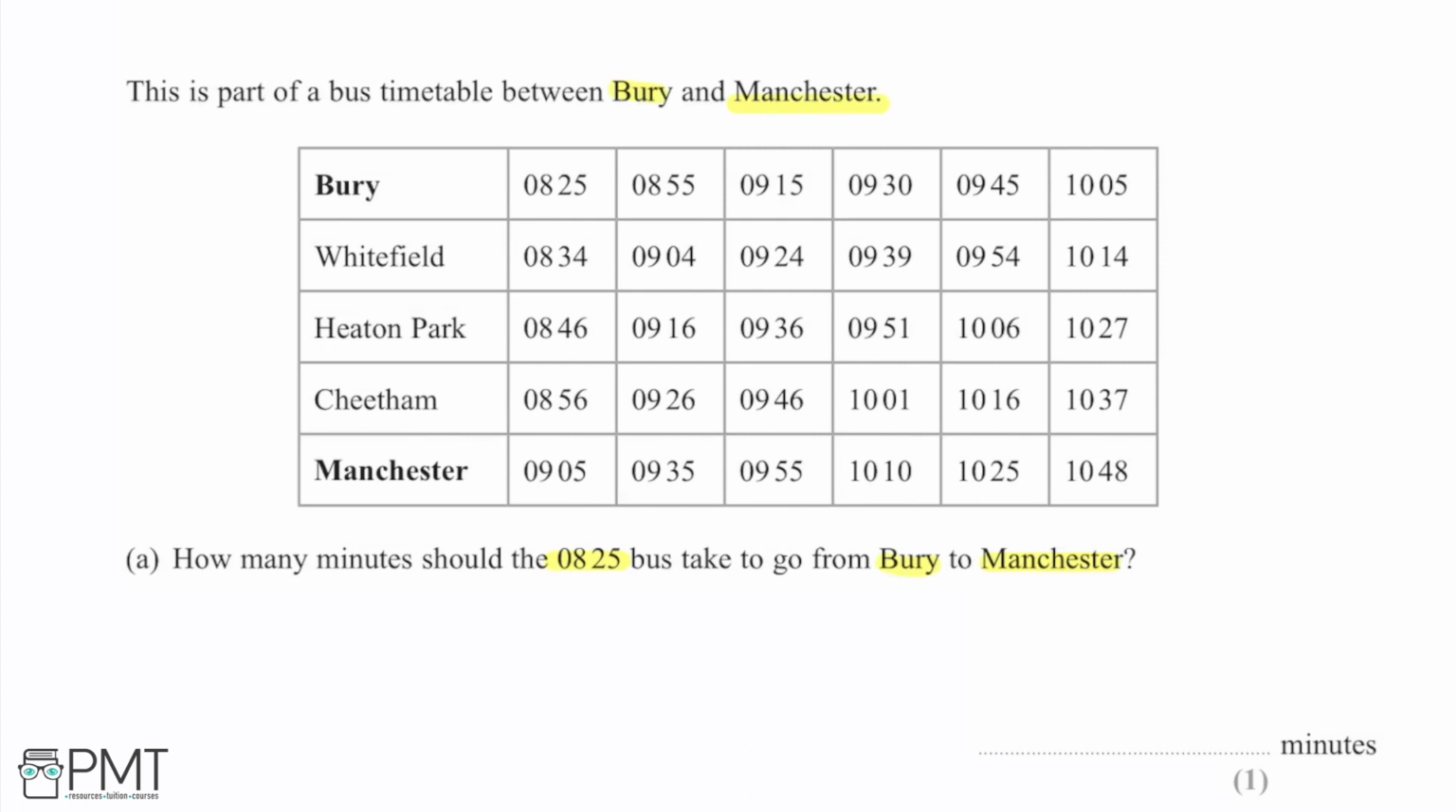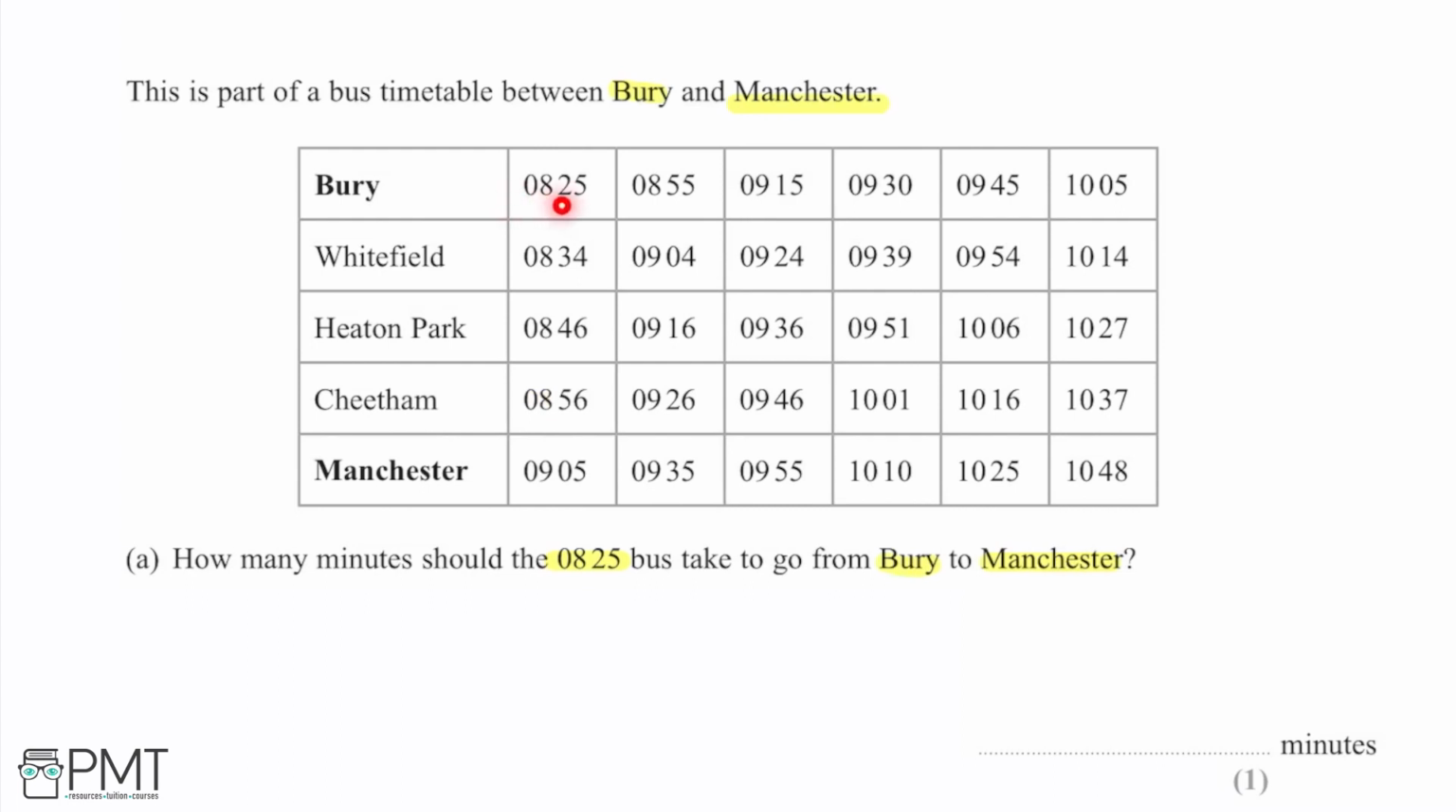So if I have a look, in the first column we have the place names, so going from Bury to Whitefield to Heaton Park, all the way to Manchester at the end, the final destination. And then we have lots of times in this part of the table. Now, if we know that the bus is going to be stopping at all of these places, we must be working down the columns in order to see what time the bus is going to stop at each stop. So each column represents a different bus.